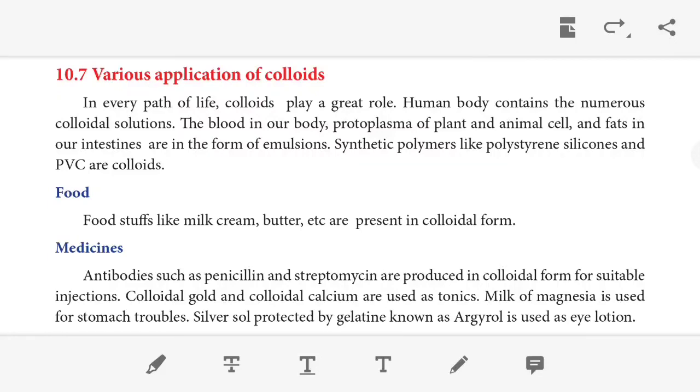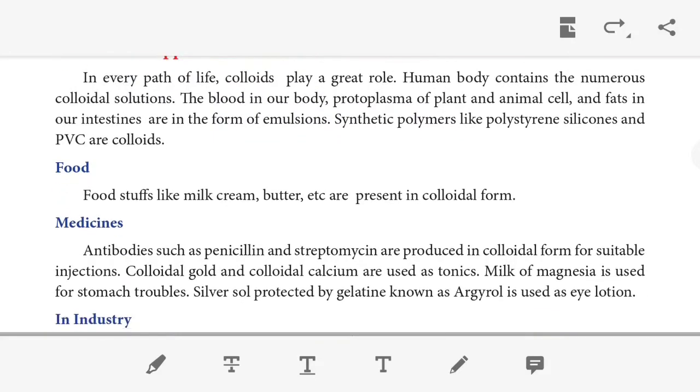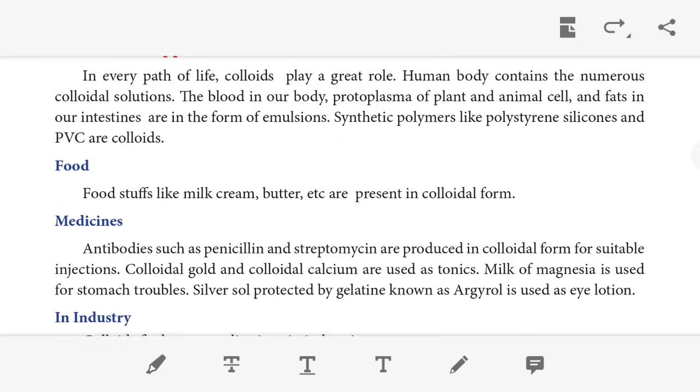So in various ways we can come across colloids. The first is food. Foodstuffs like milk, cream, butter, etc. are present in colloidal form.